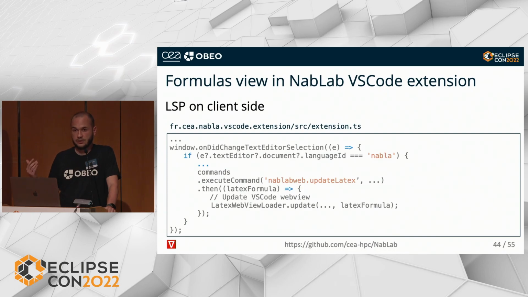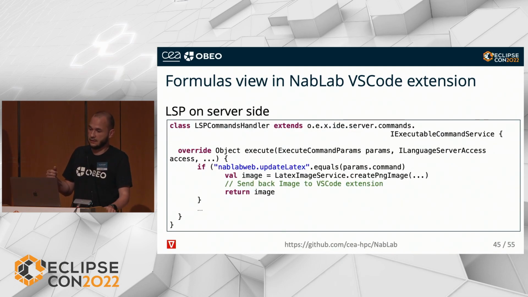So we use the LSP commands mechanism to do that. First, the client calls the command with the appropriate ID, here nablabweb.updateLaTeX. The command is sent to the server, waiting for the response. Then, when the response is sent back, the formulas view is updated with the new image.